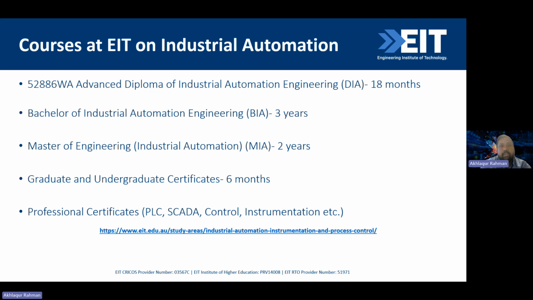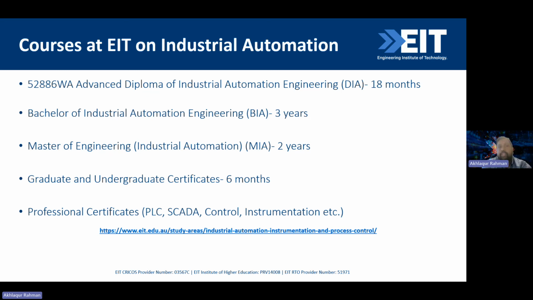As I mentioned, we have advanced diploma programs in industrial automation. That's 18 months, a bachelor's course of 3 years, and a master's course of 2 years. We have 6-month graduate and undergraduate certificates where maybe someone has a degree in electrical, but wants to do a 6-month course to gain some knowledge of automation that might help them upskill for their job. You have that option as well.